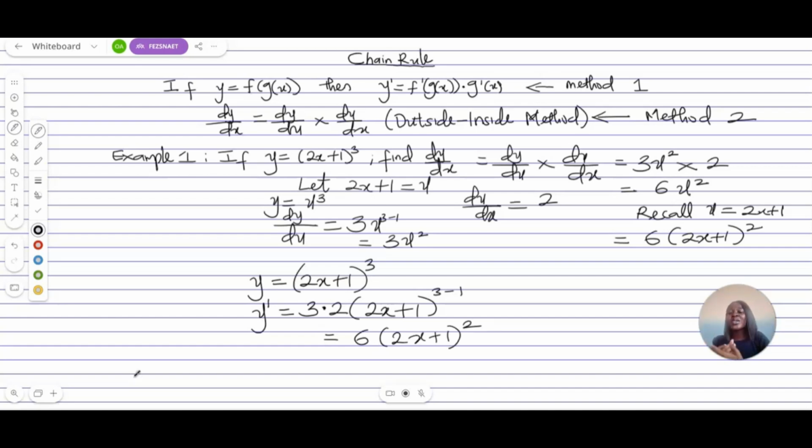Yes, it is. But in some other functions it might be a little bit tedious and you might not know what to do. So I recommend the outside-inside method. That's very safe, you are just playing safe. But if you know you could do the first method, that's fine.